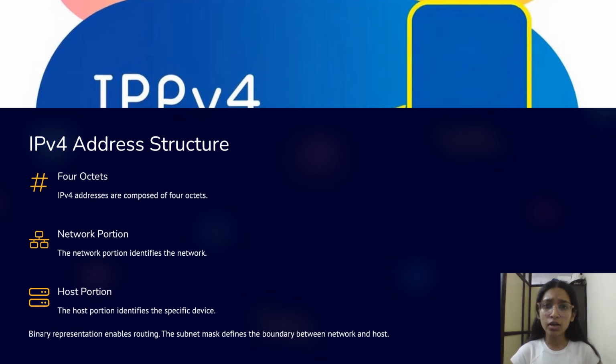Moving forward, we will focus on the address structure. Basically, the addresses are composed of 4 octets. Next, the network portion identifies the network. Thirdly, the host portion identifies the specific device. Binary representation enables routing, and the subnet mask defines the boundary between the network as well as the host.